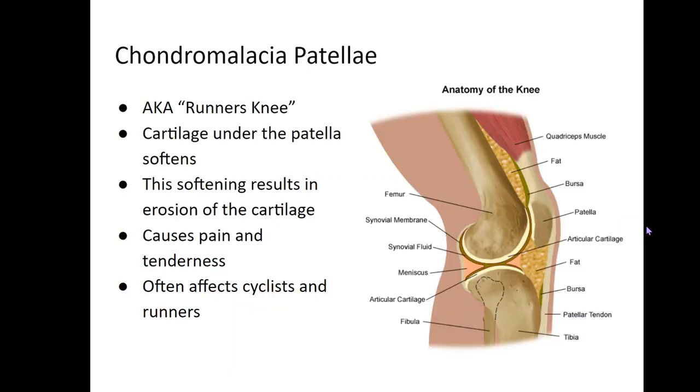All right, next, chondromalacia patellae. This is a condition that we better know as runner's knee, and this involves a softening of the cartilage underneath the patella, and that results in erosion of that cartilage over time, which causes pain and tenderness in that area. People who are most affected from chondromalacia patellae tend to be cyclists or runners, people who are using this joint a lot. So again, cartilage under the patella gets softened and eroded away, which causes pain and tenderness. So please know that chondromalacia is also known as runner's knee.